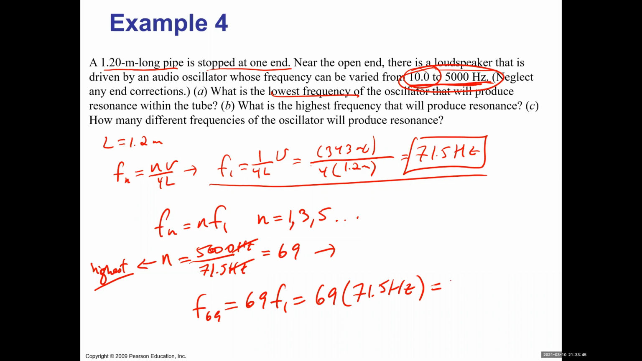So here we get 4,930 hertz. All right, so this is what we got: 4,930 hertz.